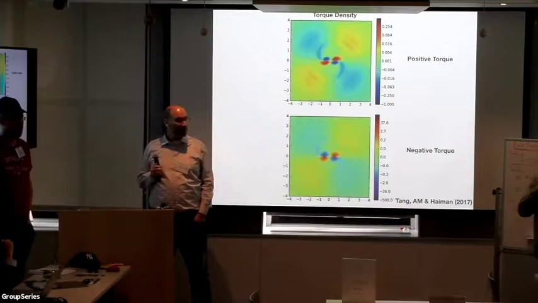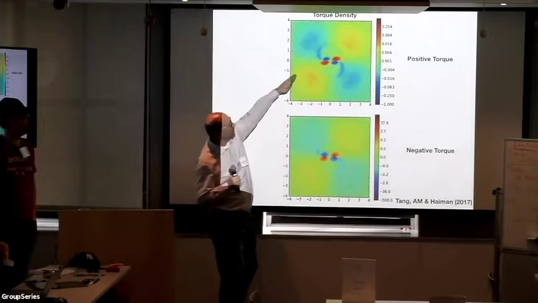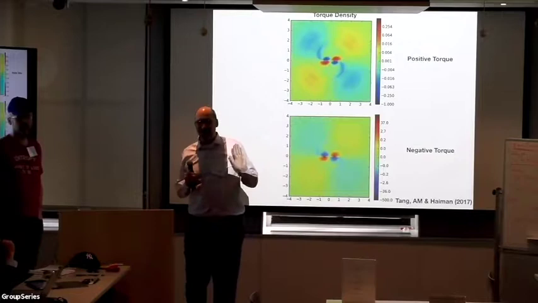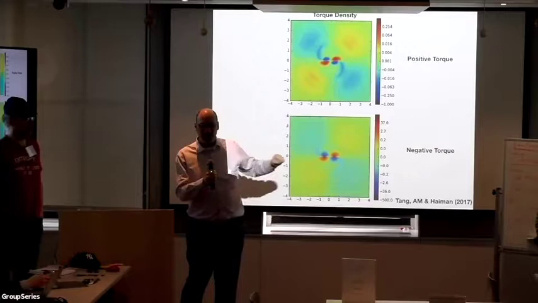This, by the way, is a torque map showing the subtle difference between getting a positive torque and a negative torque. It's a really detailed question. Really important one, but it requires a lot of work and to not be hasty in making pronouncements. So we're working on it. Any other questions?